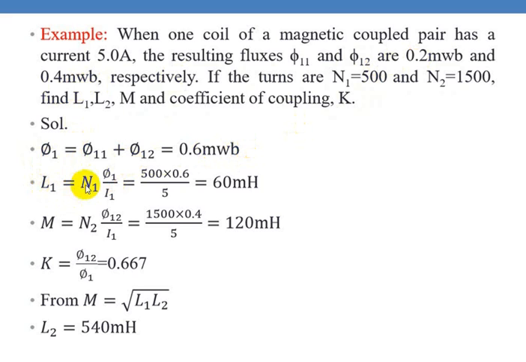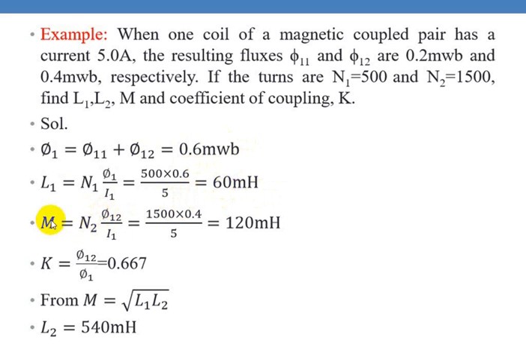L1 is nothing but, you know the formula, N1 into Φ1 by I1. The N1 into Φ1 is the total flux linkage, and this is due to current I1. So N1 is 500 multiplied by 0.6, that is Φ1 you have calculated, divided by 5. So this is in milliweber, therefore you will get the answer in millihenries, 60 millihenries.